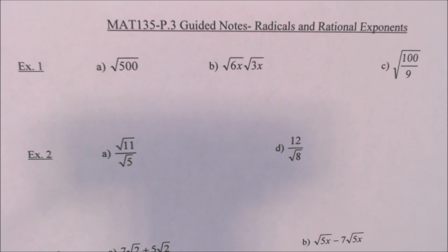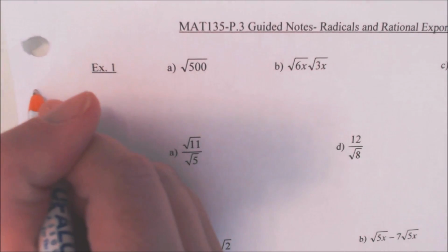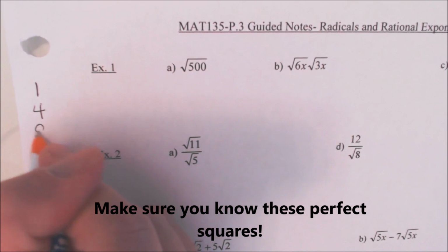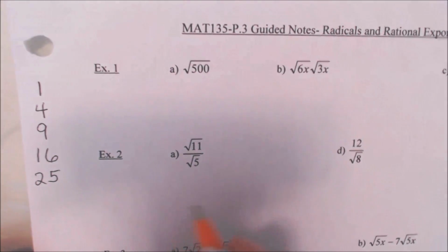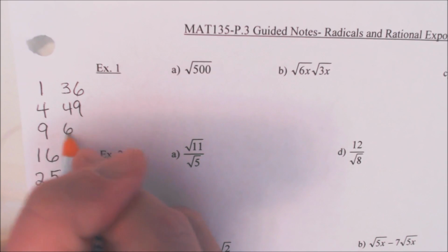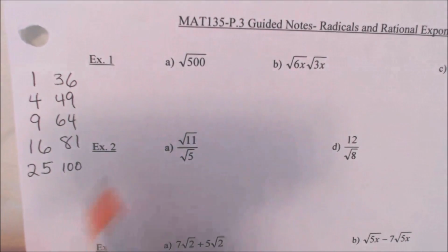Before we get started, I want to remind you of the first maybe 10 or so perfect squares, because we're going to use these to simplify anytime we're working with a square root, like the first example. So I'm going to jot these off to the side. By a perfect square, I mean, for example, 1 squared is 1, 2 squared, 2 times 2 of course is 4, 3 squared is 9, 4 squared is 16, 5 squared is 25, 6 squared is 36, 7 squared is 49, 8 squared is 64, 9 squared is 81, and 10 squared is 100. These are the numbers we're going to use.